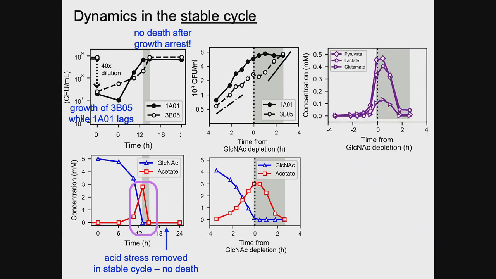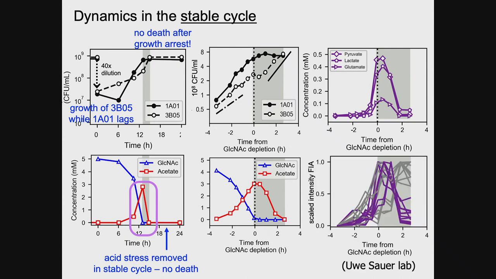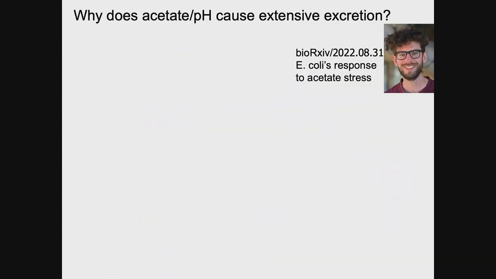First, in our lab by HPLC, we find the clear excretion, the major excretion on the order of a millimolar per OD, of pyruvate and lactate, and some glutamate and other stuff, just during that window. And with Uisawa's lab's help, we also did metabolomics, and see all kinds of things that are excreted during that window, not before. There's very little before. So what's going on?